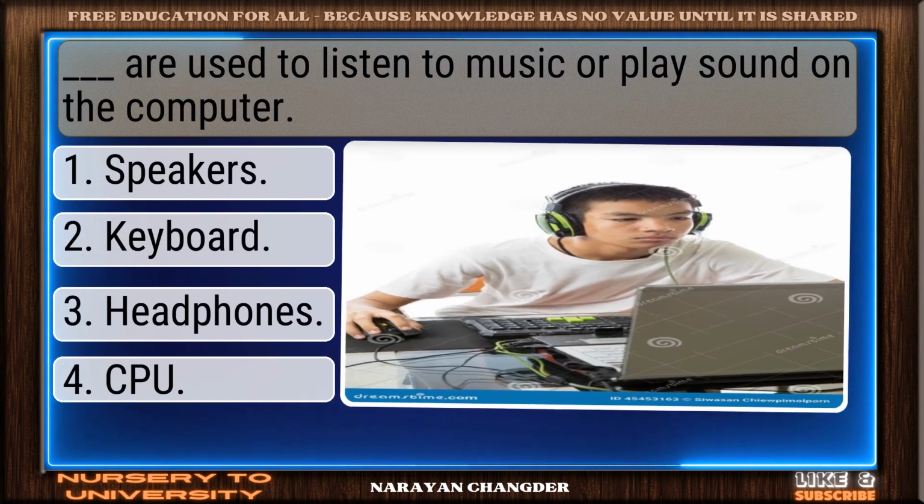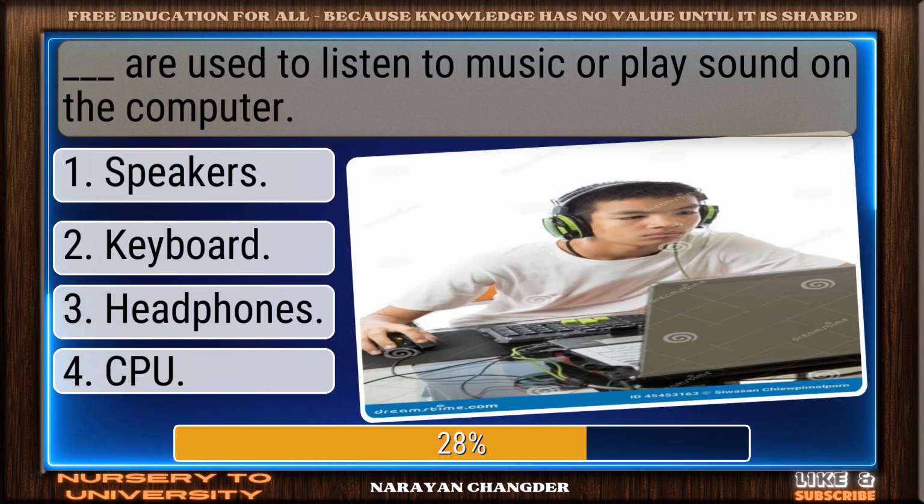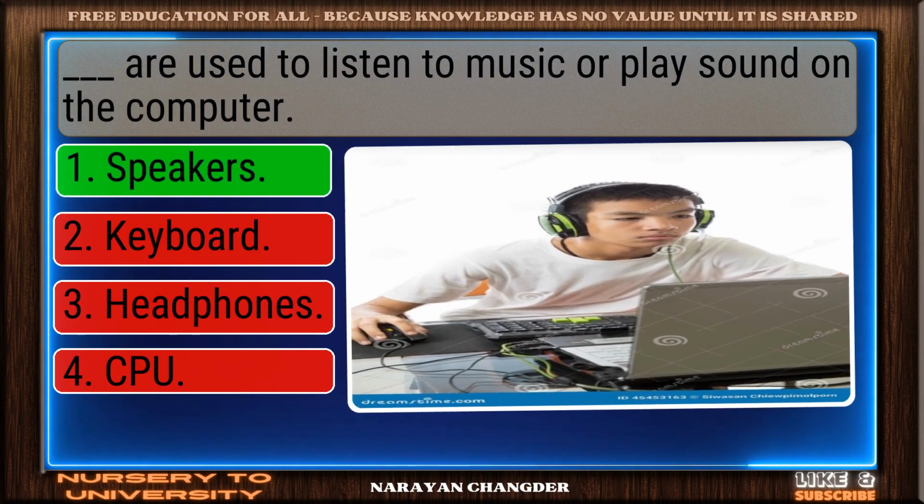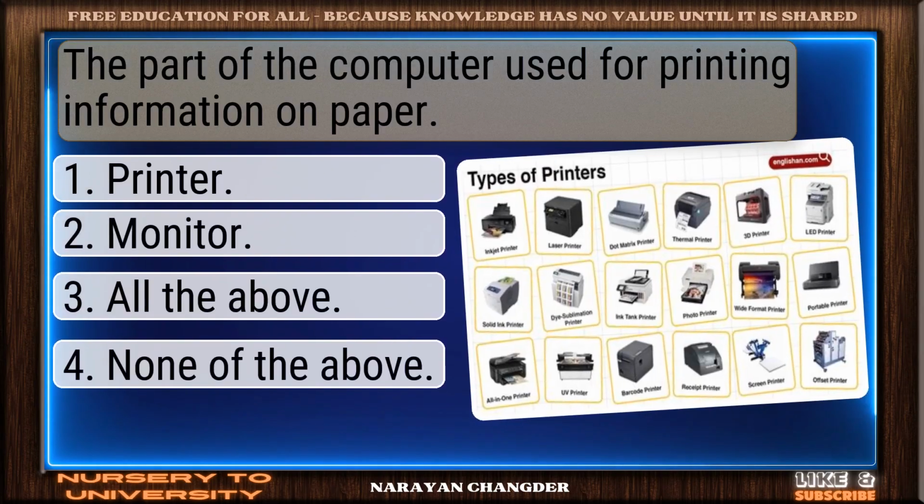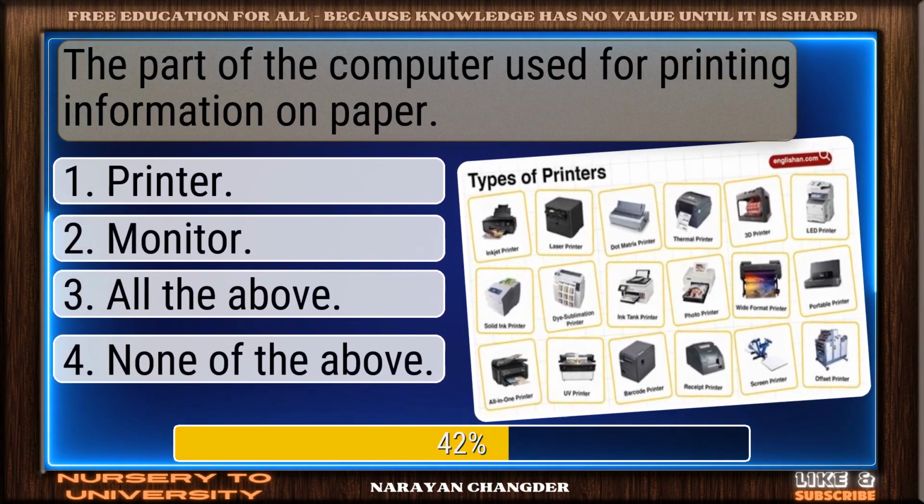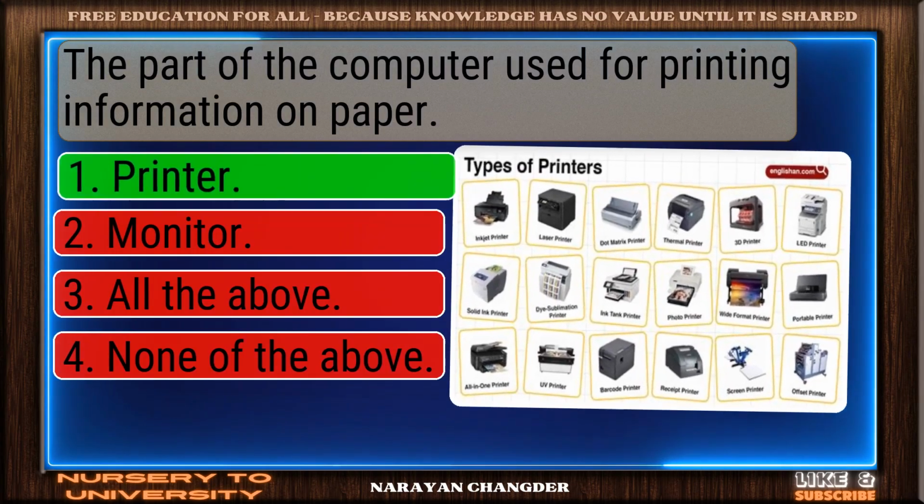Dash are used to listen to music or play sound on the computer. Bravo! Speakers is the answer. The part of the computer used for printing information on paper. Right choice. Printer is best.